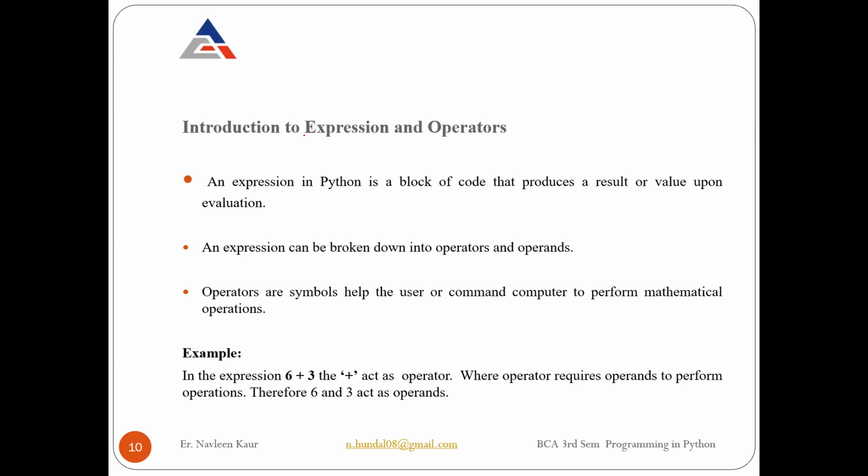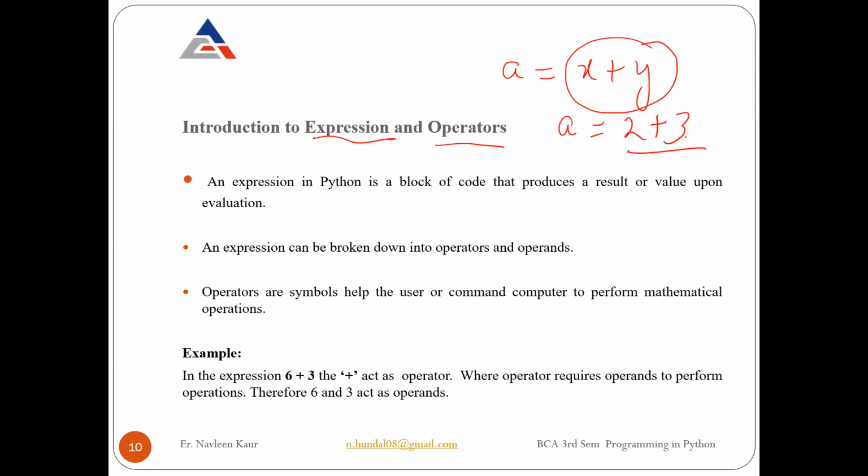So, expressions and operators. Okay. Whenever you write something like a equals x plus y, it means this is an expression that needs to be solved. For example, if you write a equals 2 plus 3, this is an expression, I have to solve it, and then the solved value will be assigned to a. Right? So what is an expression? An expression in Python is actually a code. Obviously, whatever you're writing is code. And what it does is it produces a result or value. Can you see, this expression will produce a value, that is 5, when it is evaluated.